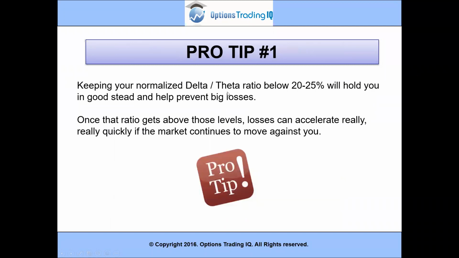So if we keep our normalized delta theta ratio below 20 to 25%, we'll hold you in good stead and help prevent big losses. Once that ratio gets above those levels, losses can accelerate really, really quickly if the market continues to move against you. That's why it's really important to set those levels. What delta are you willing to accept?